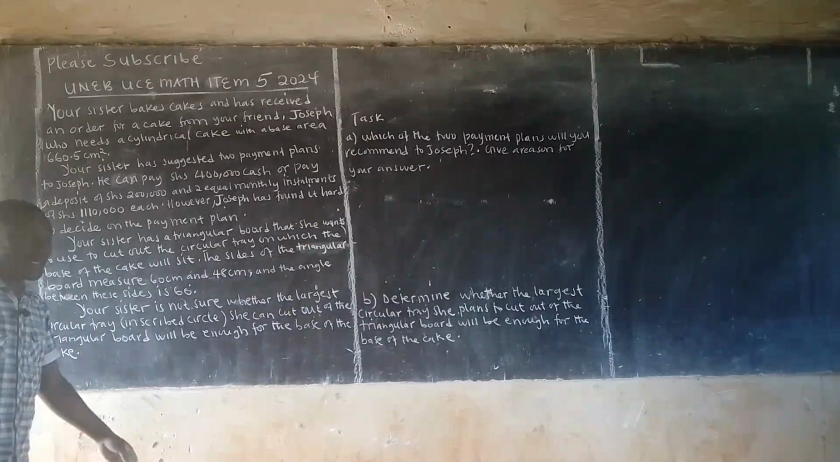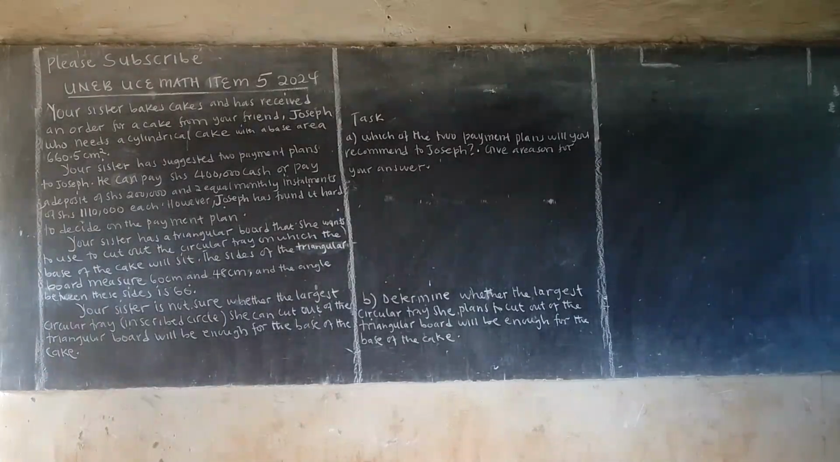Let's now look at UNEB UCE Math item 5. We solved all the way from number 1, 2, 3, 4, 5. I know on any standard paper you're meant to attempt 4, but this one is a learning platform. We exhaust all of them.